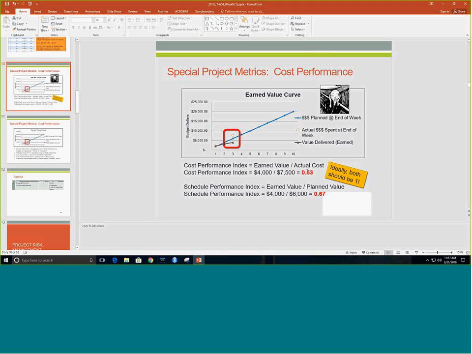reflected in our cost performance index here, where we divide the earned value by the actual cost at the time of measurement here, which at this point our CPI is 0.53 for this project. How we got there was reflected in the previous slides.